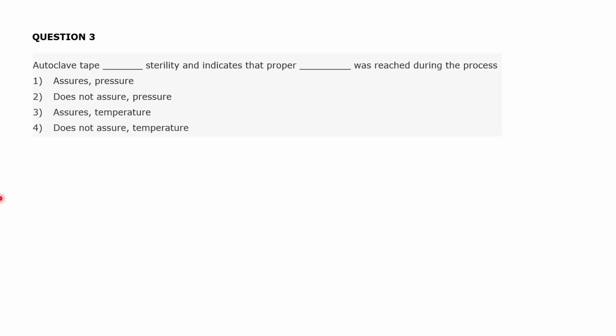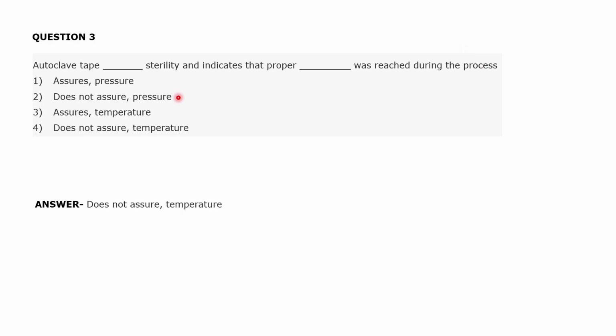So question number 3: this autoclave tape dash sterility and indicates that the proper dash was reached during the process. Which would be the answer? Okay, so the answer to this question is that the autoclave tape does not assure sterility and indicates that proper temperature was reached during the process.